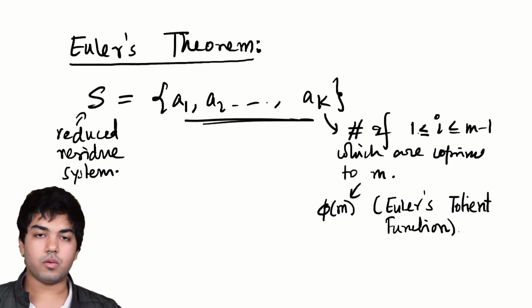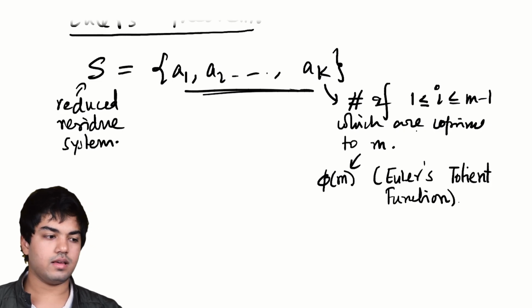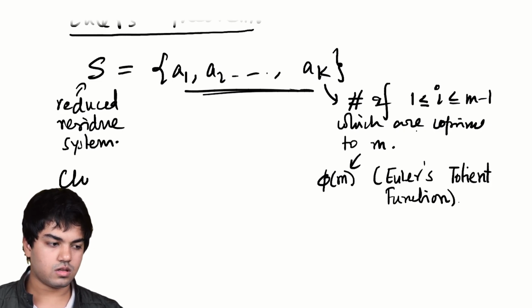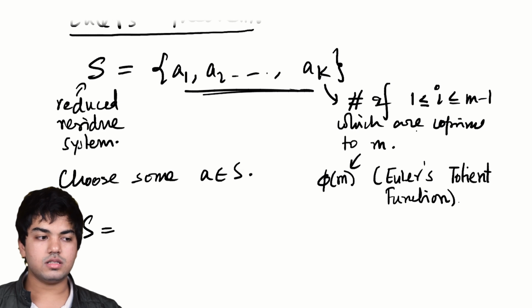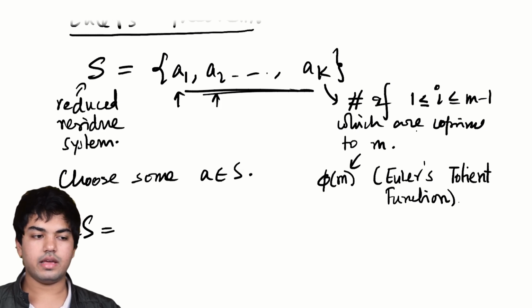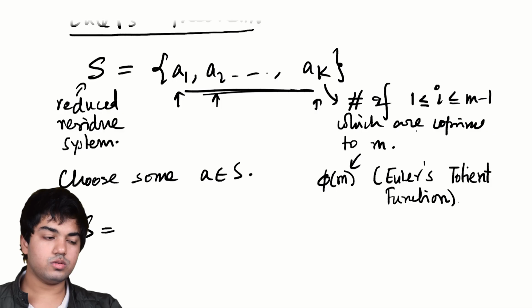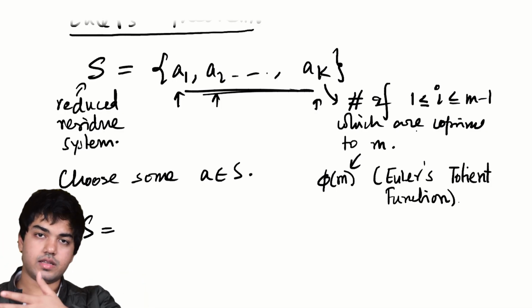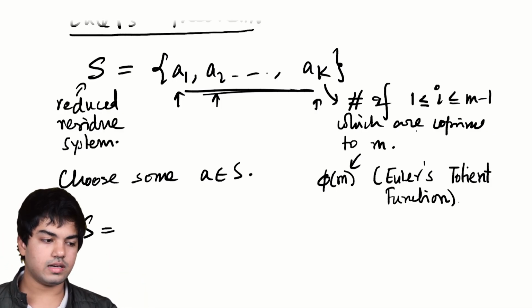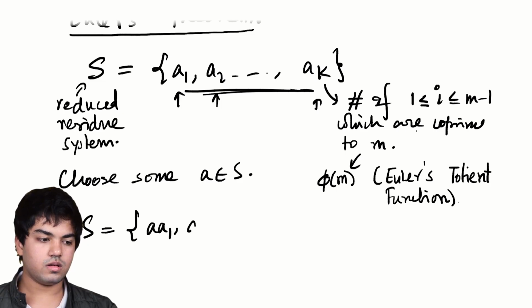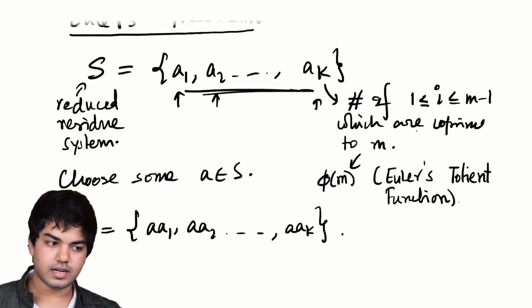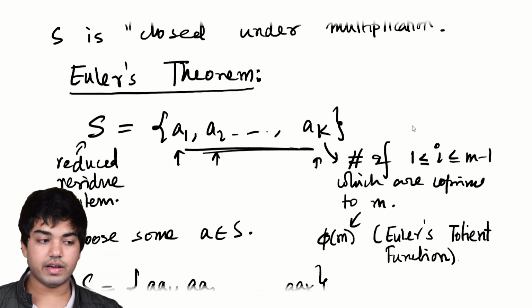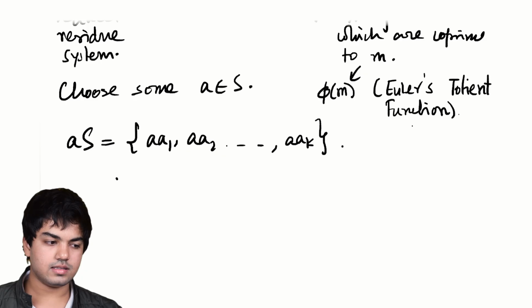Okay, so what? The point is that I can choose some A in S. I can look at the set AS, which is nothing but multiplying every element in this set S with A. Choose some element from the set S and multiply everything in the set S with it. So really what we're looking at is AA1, AA2, AAK. The cool thing is, because this set is closed under multiplication, at the very least I can say that AS is a subset of S.